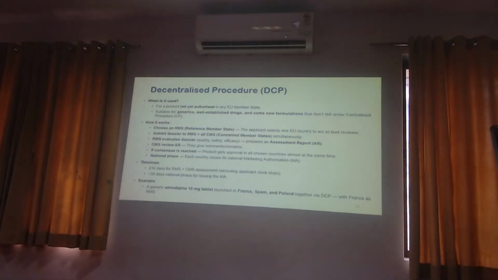Then there is a national phase where each EU state will issue the marketing authorization. So in the decentralized procedure, there is one reference member state and the others are concerned member states. One will review and take the concerns of all the others, but you will get the approval for all the countries at the same time.